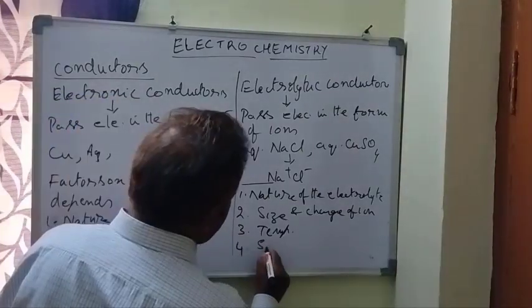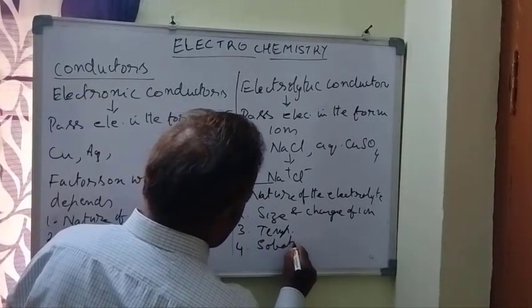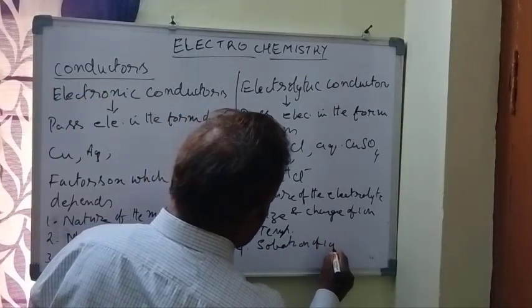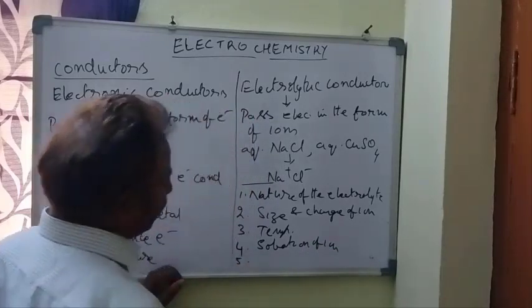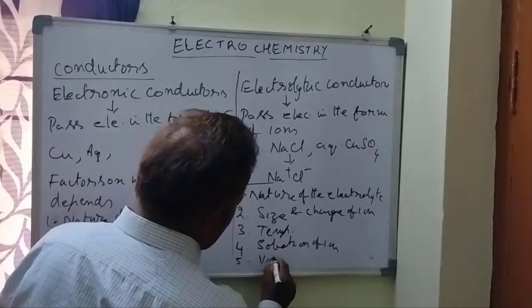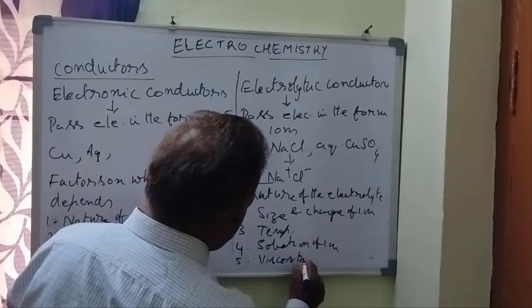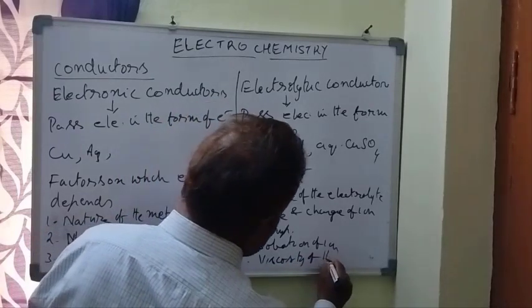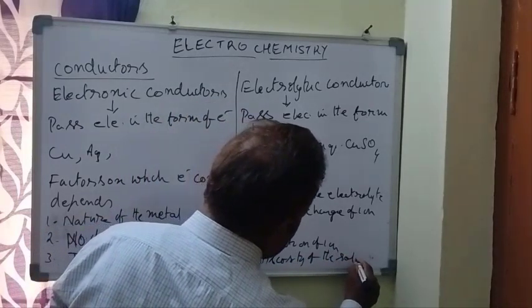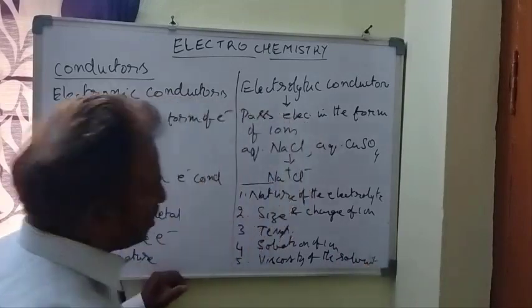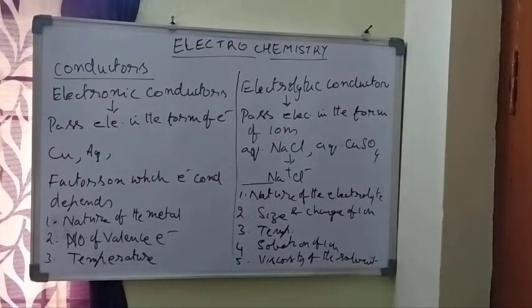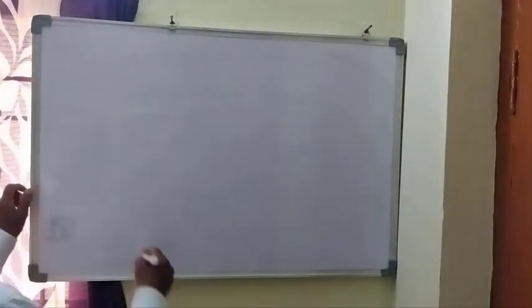And solvation of ions. Then next, viscosity of the solvent. So these are the factors on which the electrolytic conductance depends. Now let us learn some definitions.